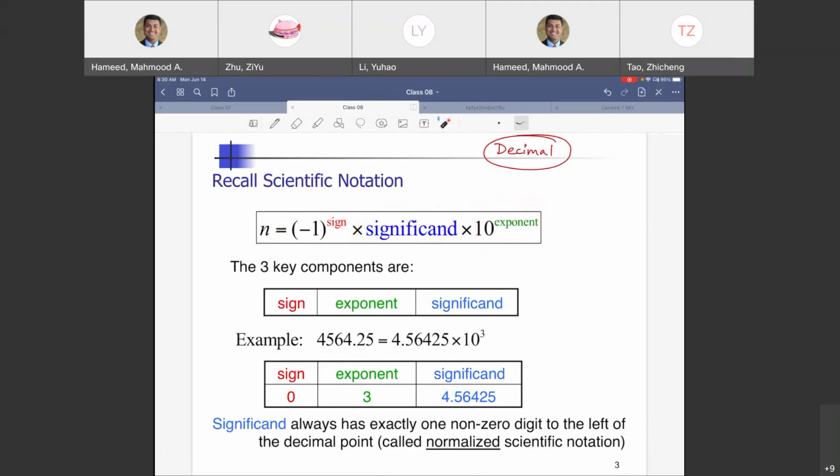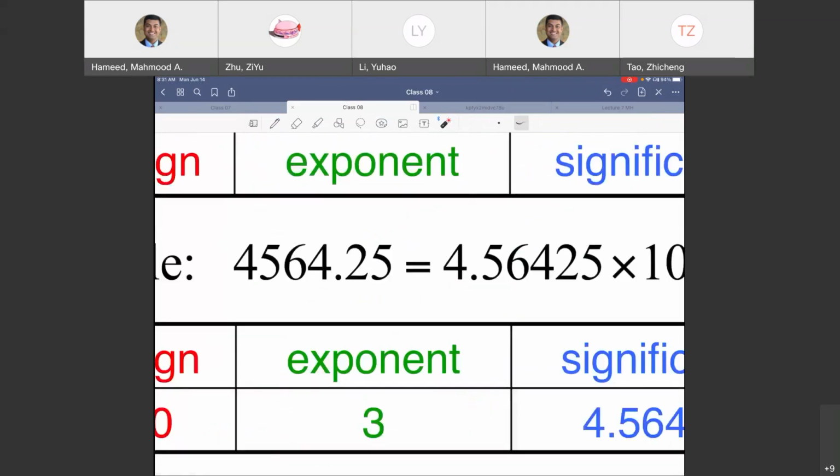Now, when we move to the binary world, we are going to refer to significand as either mantissa or fraction. And there is a difference between significand and fraction, and we'll explore that. So for significand, there's a rule. The rule is exactly one non-zero digit to the left of the decimal point. So you see this? Exactly one non-zero digit to the left of the decimal point. That rule has to be met for it to be qualified as a significand and for you to be able to represent that in scientific notation.